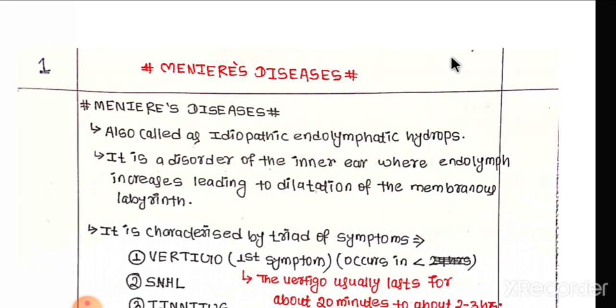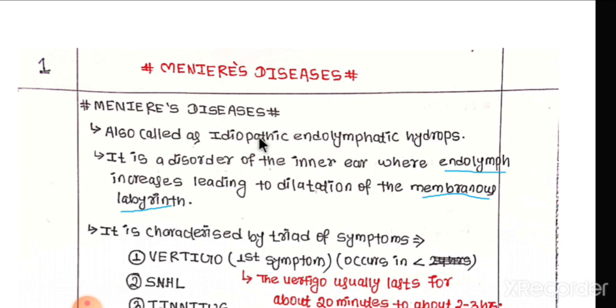Now we can define Meniere's disease as a disorder of the inner ear where endolymph increases, leading to the dilatation of the membranous labyrinth. There is an increase in the endolymph within the membranous labyrinth, and this leads to dilatation of the membranous labyrinth, where there is excessive accumulation of endolymph due to increased production or decreased absorption.